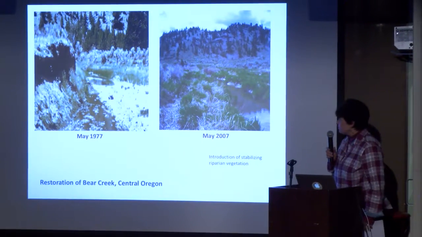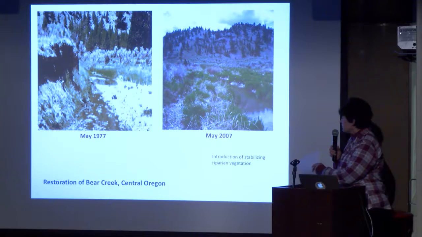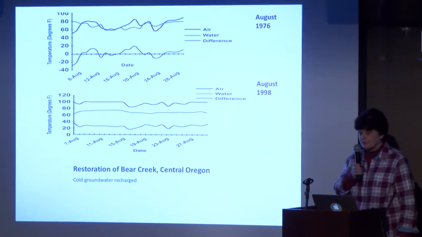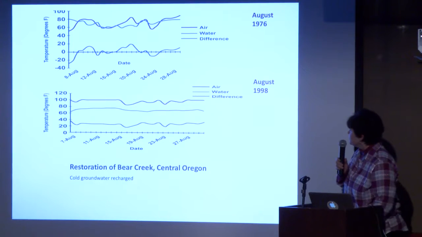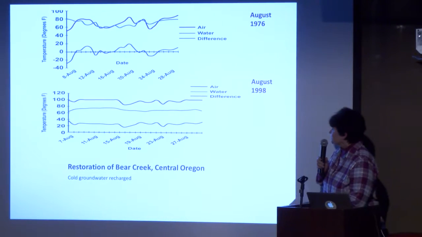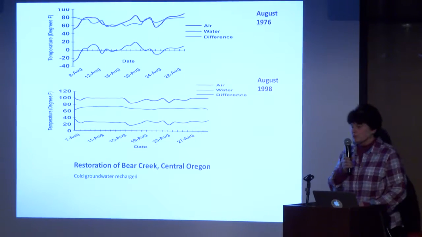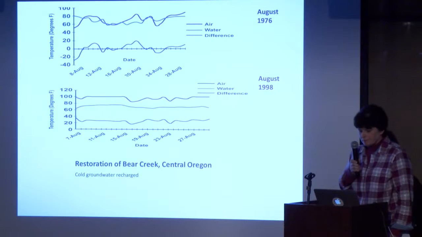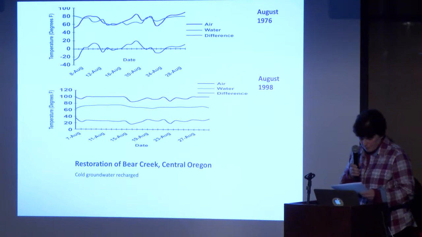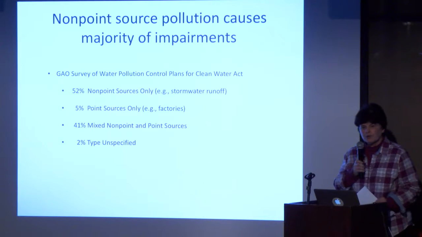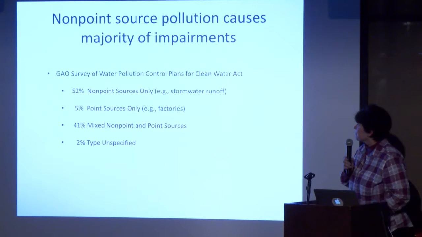Here's an example of Bear Creek in Central Oregon that began with introducing stabilizing riparian vegetation to trap sediment. In August 1998, you can see that the water temperature shown in blue is cold and the air temperature shown in red is warmer. This is a result of recharging of the cold groundwater that cooled Bear Creek.